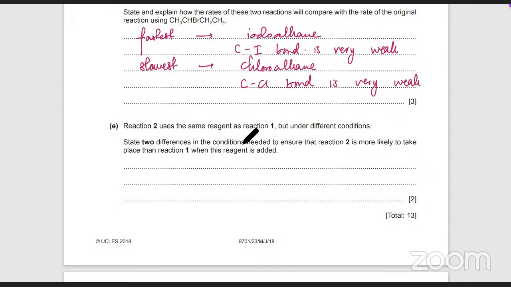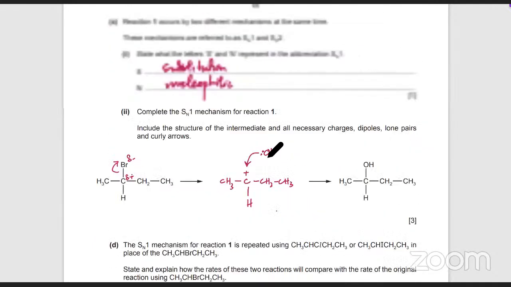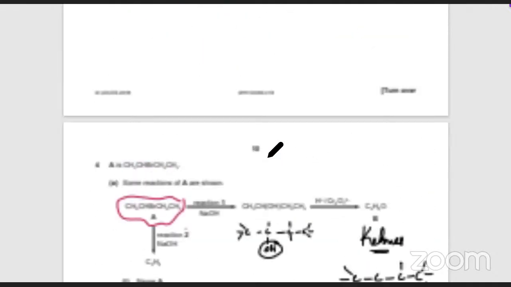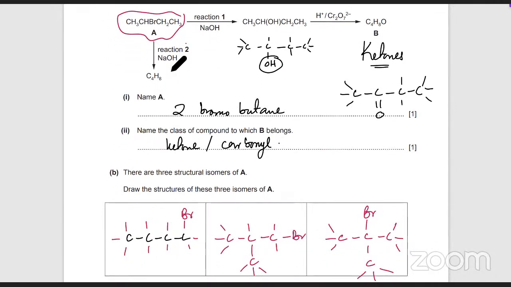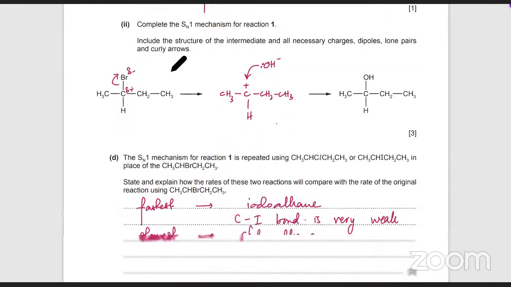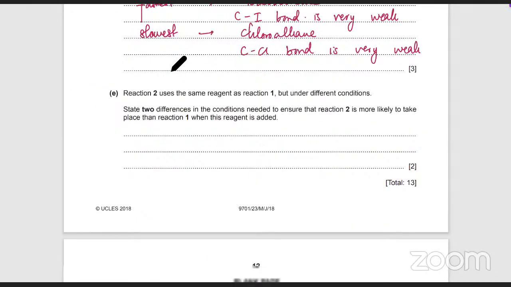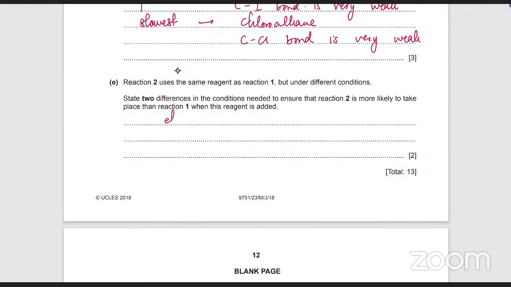State 2 differences in the conditions needed to ensure that the reaction 2 is more likely to take place than reaction 1. Reaction 2 कौन सा? That's the one that produces the alkene. तो वो कह रहा है कि दो changes बताओ. तो one is it's going to be ethanolic. Solvent is going to be ethanolic. और concentrated होना चाहिए.